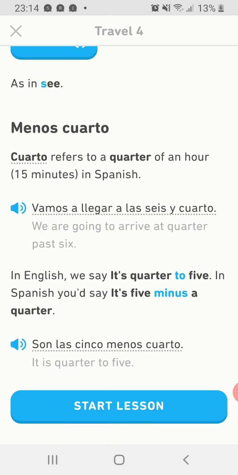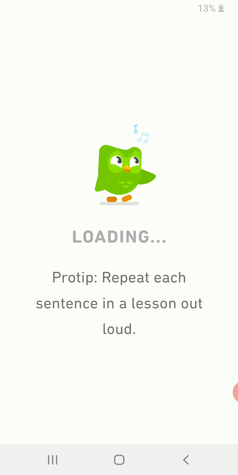Cuarto refers to a quarter of an hour, so 15 minutes in Spanish. Vamos a llegar a las 6:15. We're going to arrive at 6:15. In English, we say it's 4:45. So in Spanish, you'd say it's 5 minus a quarter. Son las 5 menos cuarto. It's 4:45. Sorry. So we just minus it. All right. So perfect.